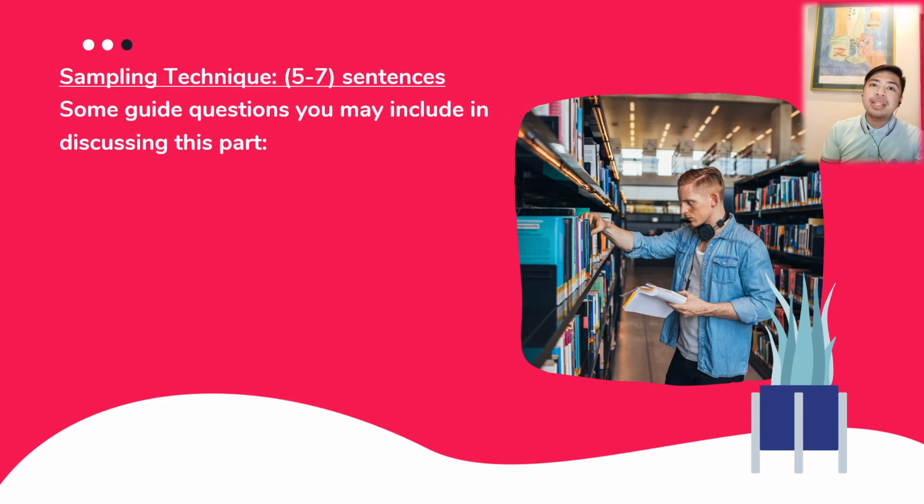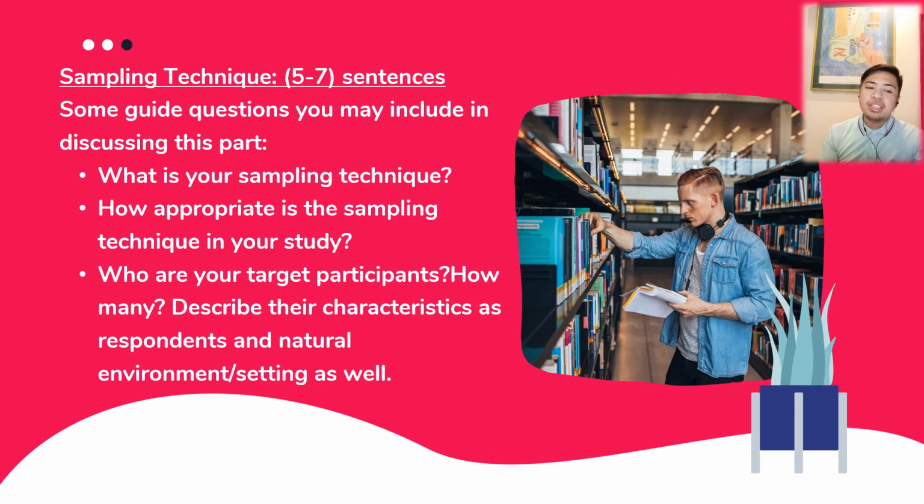Now, for the sampling technique, I will be requiring you to have 5 to 7 sentences. These are the guide questions that you may include in discussing this section. What is your sampling technique? How appropriate is the sampling technique in your study? Who are your target participants and how many? Describe their characteristics as respondents and their natural environment or setting as well. So, ganyan lang kasimple yung dalawang unang section ng chapter 3 natin.